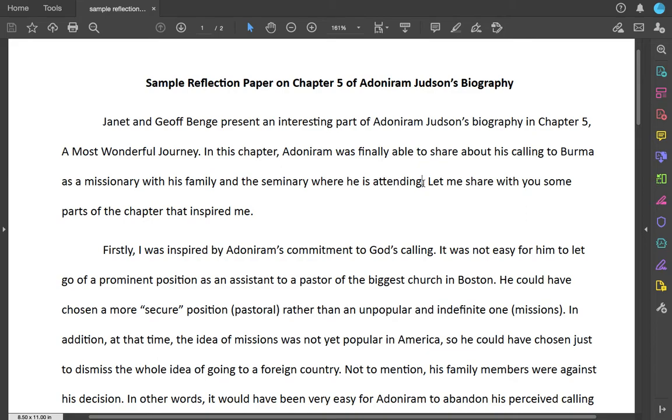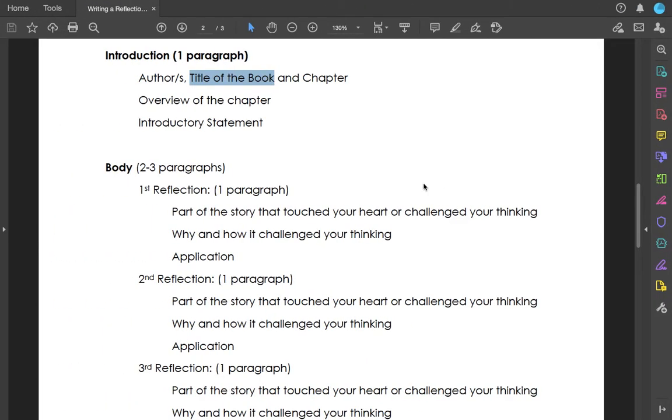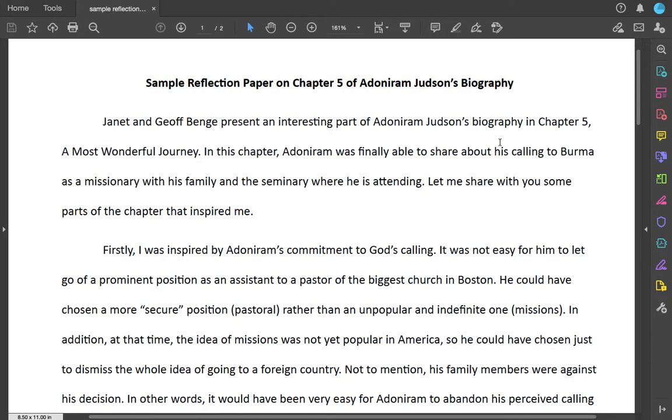It's just one sentence. You don't need to give too much detail because your goal is just to give an overview. And then after that, you write an introductory statement. What are you going to be writing about? So you have to signal to them that you're going to be giving your reflections. And one way to do that is this: Let me share with you some parts of the chapter that inspired me.